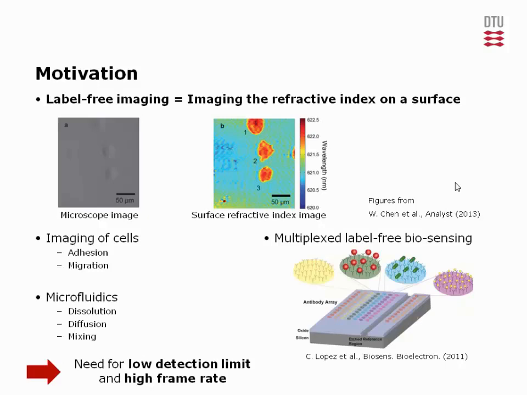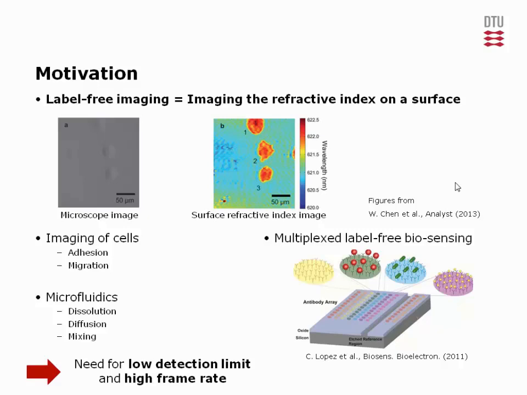First of all, you can image cell adhesion and migration. If you can make an image of the refractive index on the surface, you can also do multiplexed label-free biosensing. You can imagine having a lot of sensing spots on a surface, and for each spot, you can measure a wavelength shift of a photonic crystal transducer. Another thing that I think is really interesting is looking at microfluidics. There can be dissolution, diffusion, mixing.